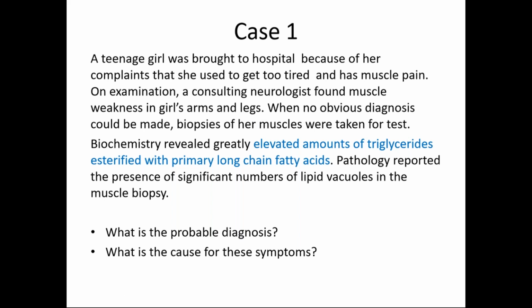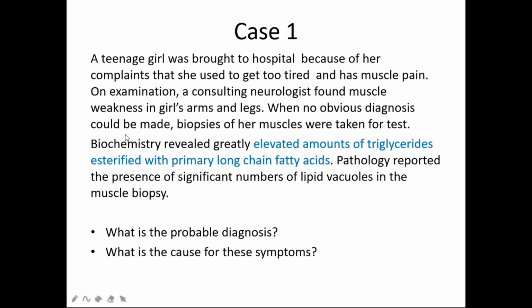So the chief complaint is tiredness, muscle pain, and weakness. And there is no obvious or specific sign and symptom. So when no obvious diagnosis could be made, the doctor advised a biopsy of the muscles.